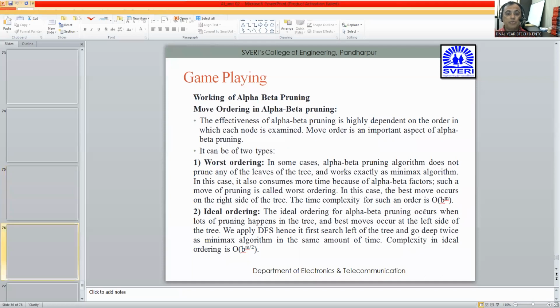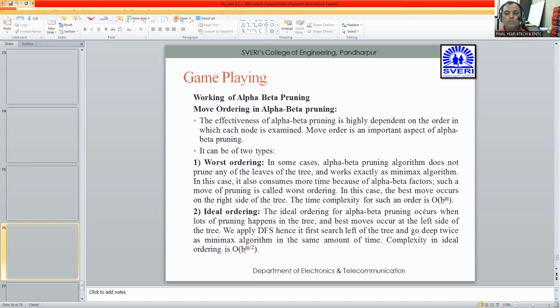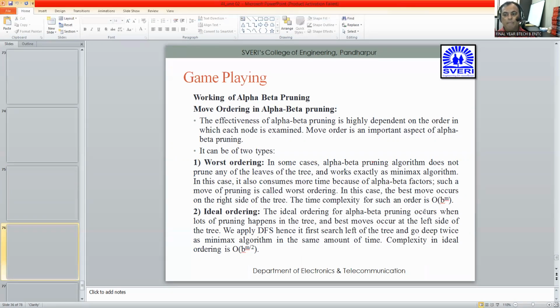Hope you have understood it. So what is the working of alpha beta pruning? The alpha beta pruning is highly dependent on the order in which the nodes are examined. So there are two types of orders that could be. One is the worst ordering and the second one is an ideal ordering. The time complexity of the worst ordering will be O(b^m), whereas the complexity in an ideal ordering will be O(b^(m/2)).